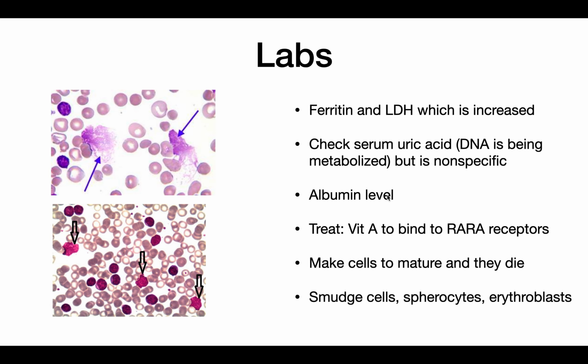So in these cancer cases, we want to give these patients vitamin A to bind to the RAR alpha receptors to make the cells mature. The problem with the precursor cells is that they are not as functional as the mature cells, and they're just taking up space and using all the body's resources to be made. So we see them in these smudge cells along with these spherocytes and the erythroblasts.